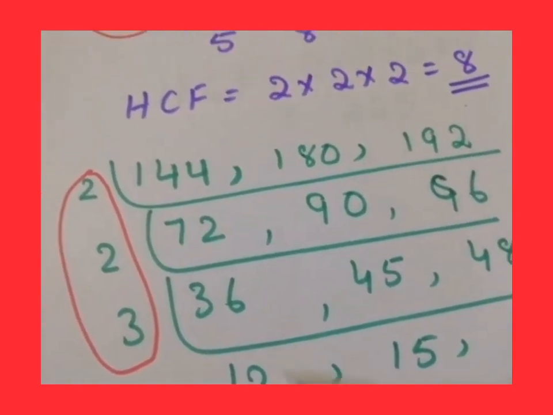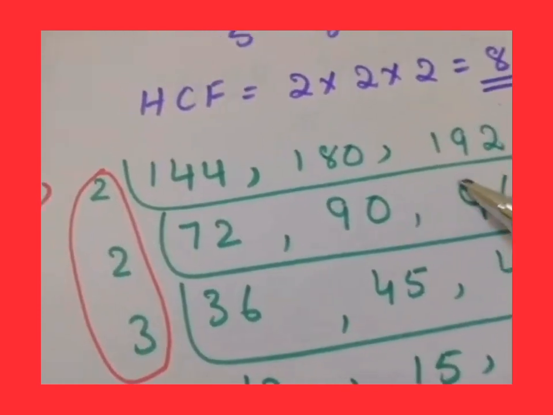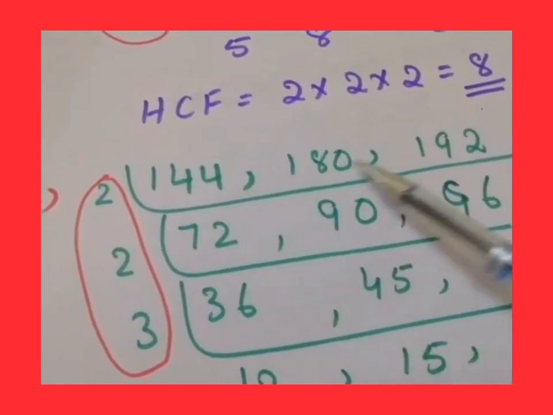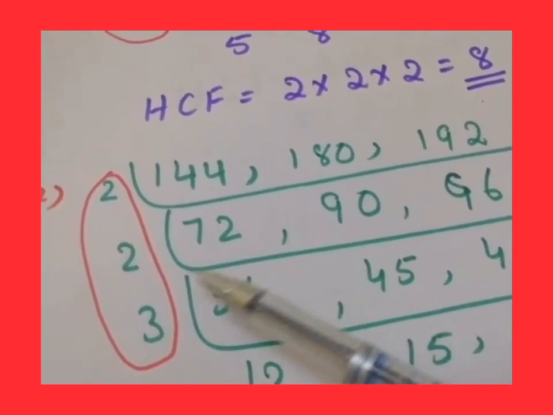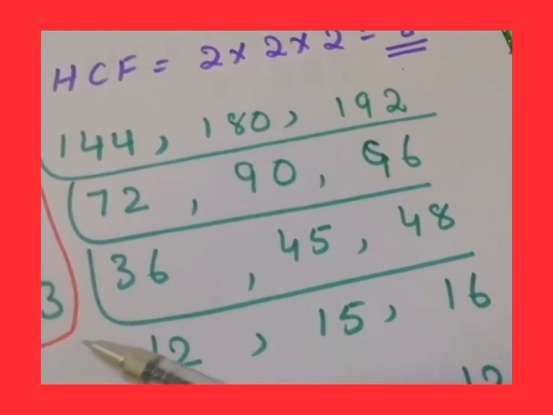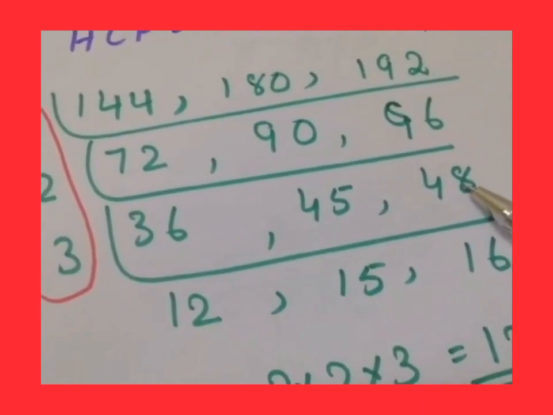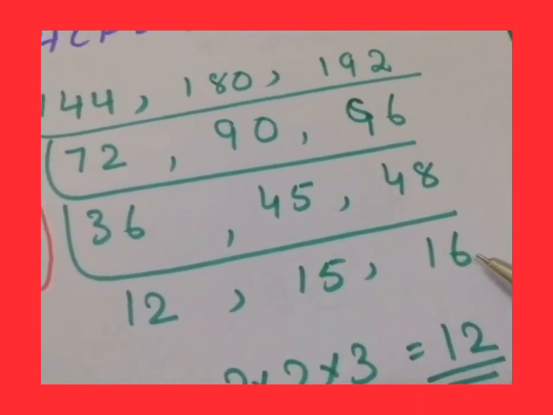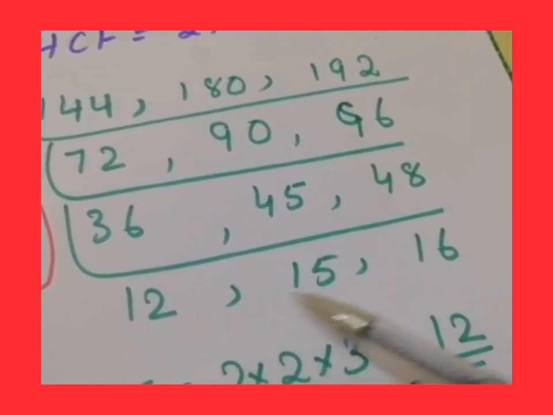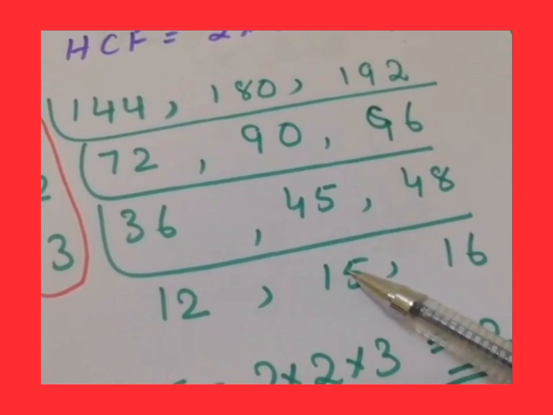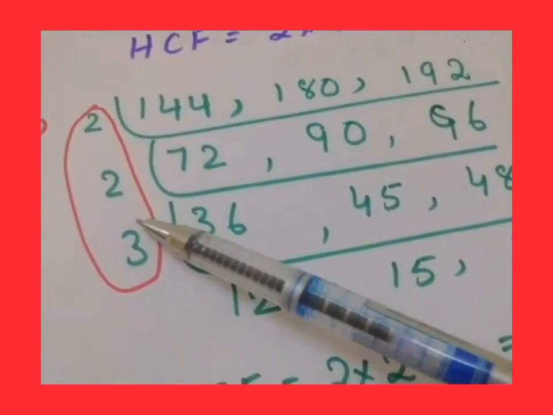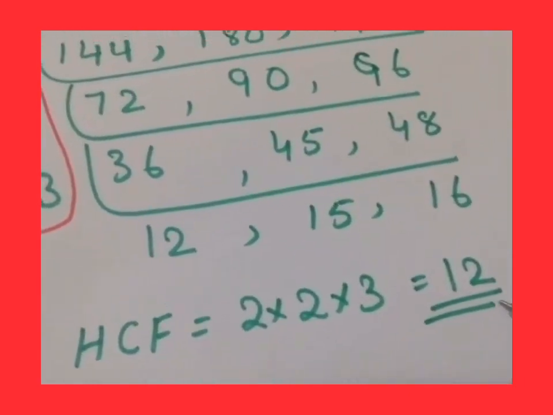Next example, 144, 180 and 192. Again, here 2 is the common factor for all the 3. Next step also 2 is the common factor for all the 3. And the third step, 3 is the common factor for all the 3. Now it is 12, 15 and 16. Here you cannot find a common factor for all these 12, 15 and 16. So you need to stop here. So the HCF of these numbers is 2 into 2 into 3, which is equal to 12.